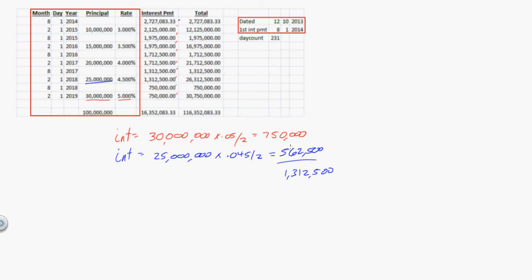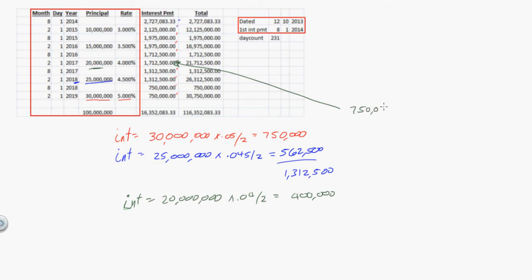We're also paying $562,500 beginning in 2014 until that bond matures in 2018. So we would repeat this process for every bond. The next interest one would be this, the 20 million times the 4% divided by 2. That one I can figure out will be $400,000.